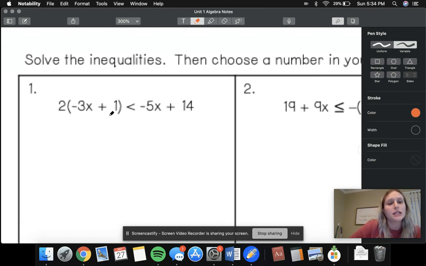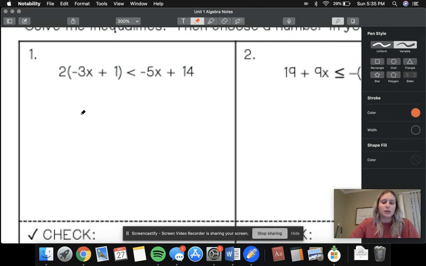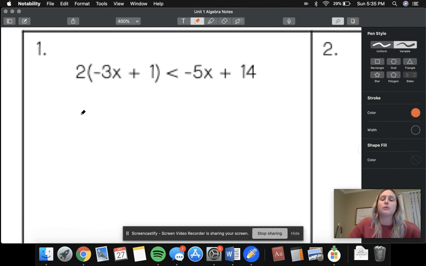All right, so these problems are very similar. It's just now we have x's on both sides. So we are still going to go through the same process. We still flip the sign if we multiply or divide by a negative number, but we're just adding the other half to it with variables on both sides. So we will distribute.